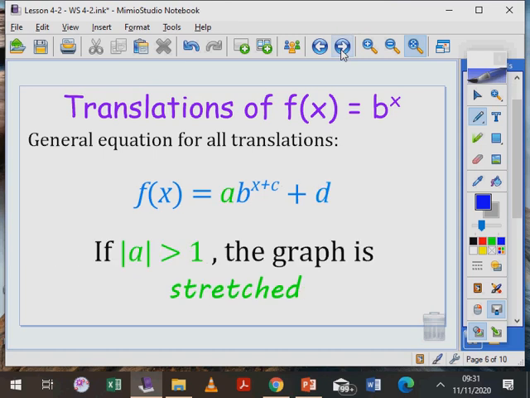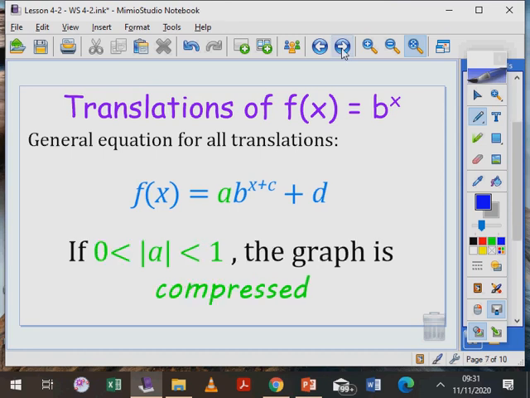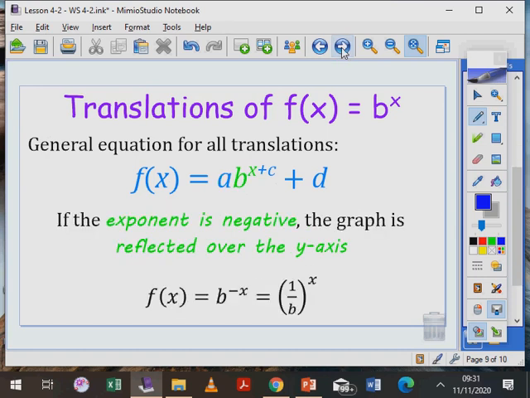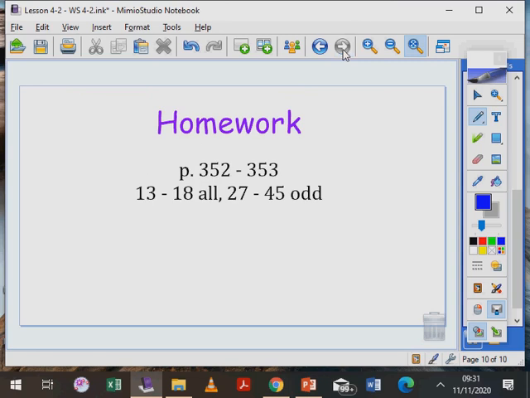If a is greater than 1, the graph is stretched, and if a is between 0 and 1, the graph is compressed. If a is less than 0, the graph is reflected over the x-axis. And if the exponent is negative, the graph is reflected over the y-axis. So yeah, this is your homework.